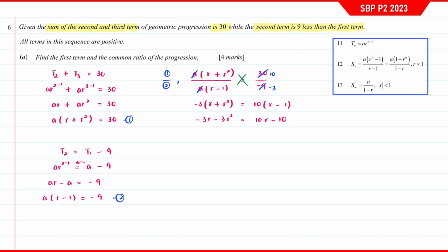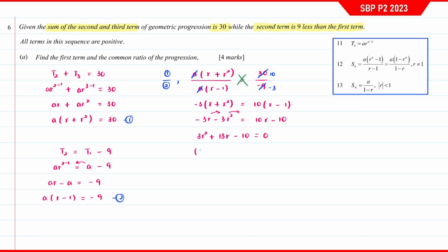So this is a quadratic equation. Here I'm going to move everything to the left hand side so that I will have the A with the positive terms. So 3r squared, 10r plus 3r, we're going to get 13r minus 10. This is equal to 0.